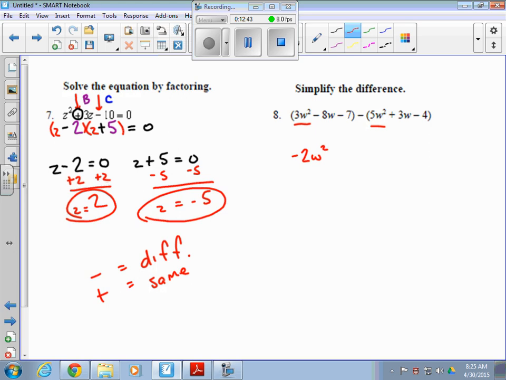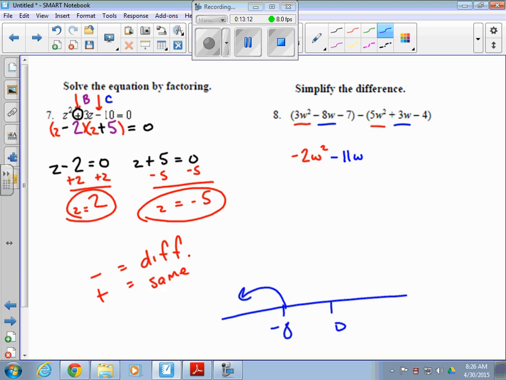Notice we don't change w squared. We leave it just like it is. You go to the next biggest degree. Remember, you always go to the largest degree and you count down. Negative 8w to the first power minus 3w to the first power. So negative 8 minus 3. If you have to, think of where you are on the number line. You're at negative 8 and you're subtracting 3 more, which means you're going to the left. So negative 8, 9, 10, 11 is negative 11w to the first power.